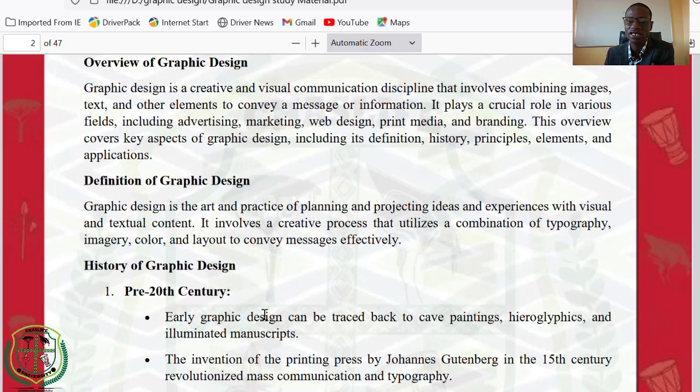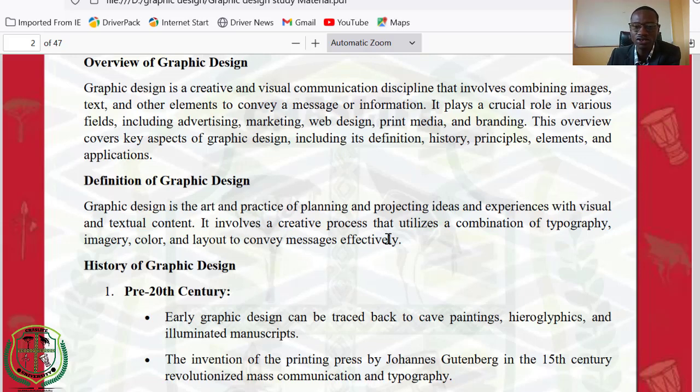Now, graphic design by definition can be seen as the art and practice of planning and projecting ideas and experiences with visual and textual content. So graphic design is an art and practice of planning and projecting ideas and experience with visual and text content. So it involves a creative process that utilizes a combination of typography, image, color, and layout to convey messages effectively.